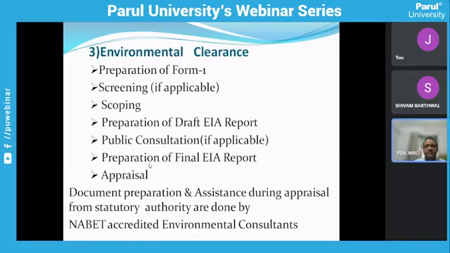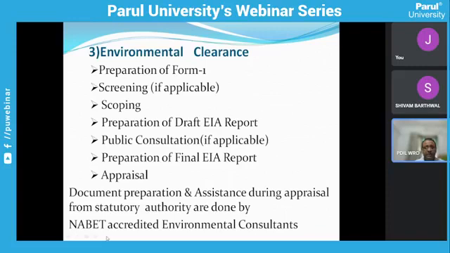Environmental clearance, because unless and until the environmental clearance is done, the project cannot be constructed. For any construction you need the environmental clearance. That means there is a procedure that has to be followed: preparation of Form 1, screening (whether it is applicable or not), then scoping, preparation of the draft EIA report, that means environmental impact assessment report, public consultation, and the final report.